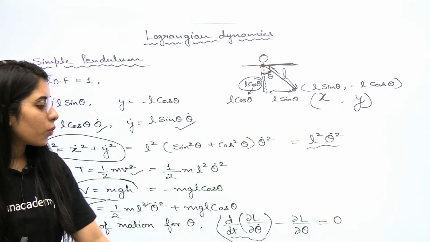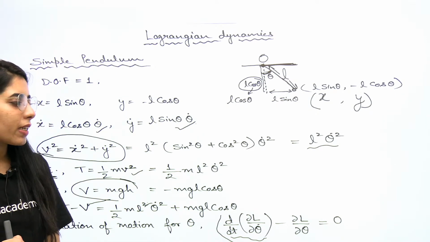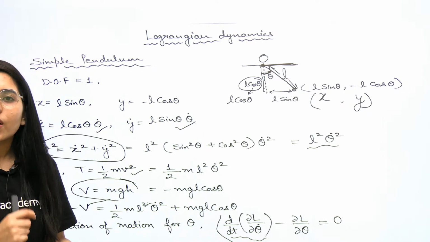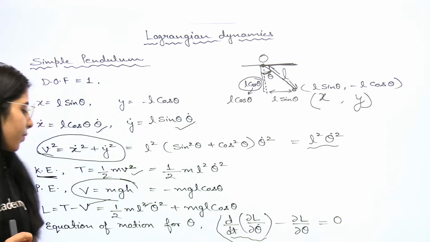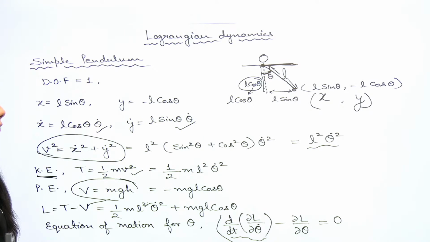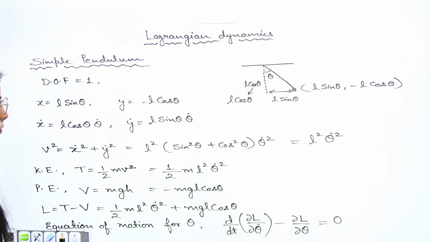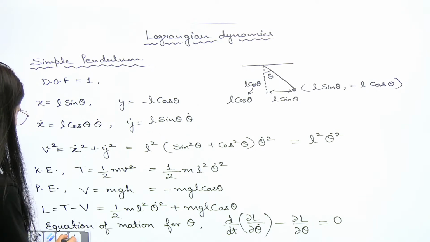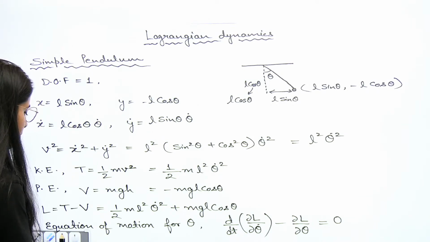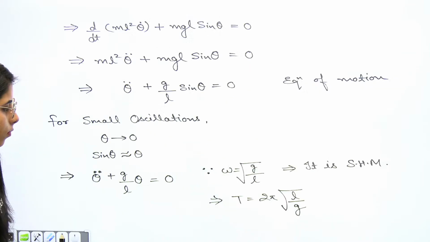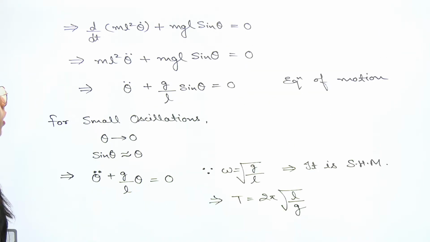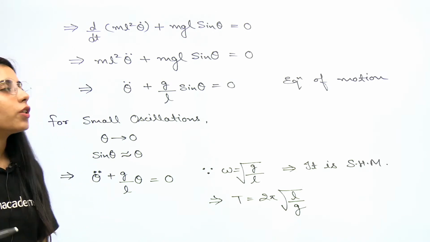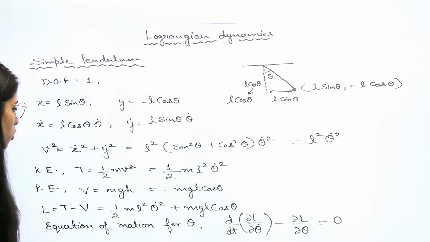d by dt del L over del theta dot minus del L over del theta equal to 0. Here we have written the equation of motion for theta. Now let's have a look at what we will get further. It's here. See, when you are going to differentiate it, also be careful.